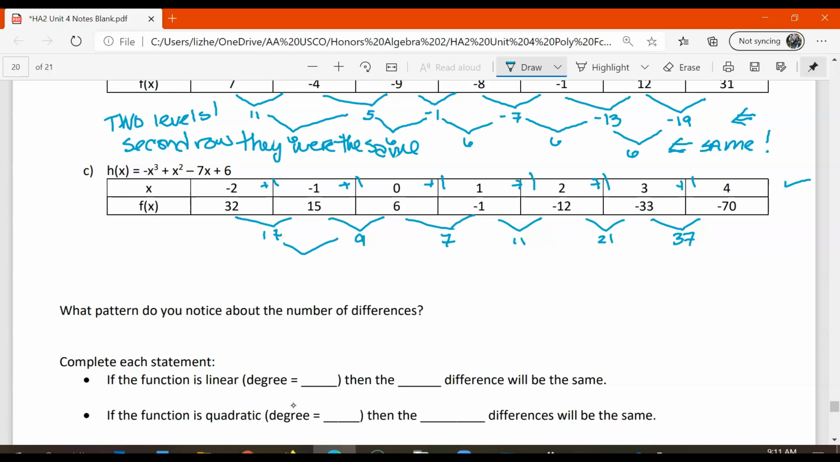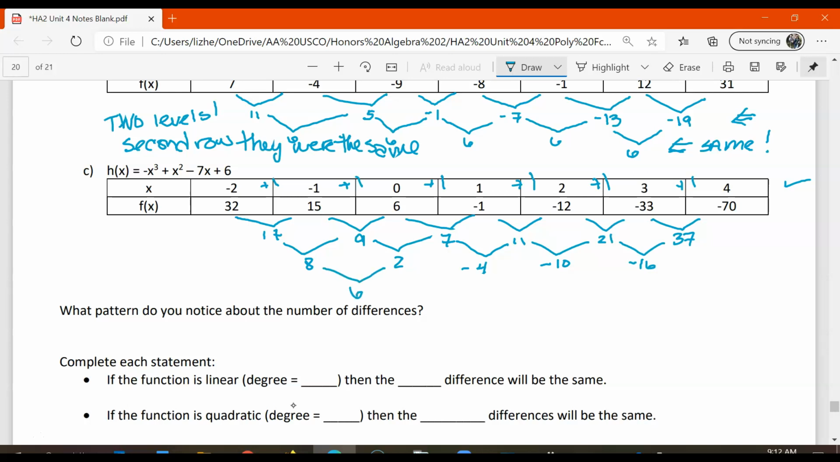17 minus 9 is 8. 9 minus 7 is 2. 7 minus 11 is negative 4, sorry. 11 minus 21 is negative 10. 21 minus 37 is negative 16. Again, those are not the same, so we continue.